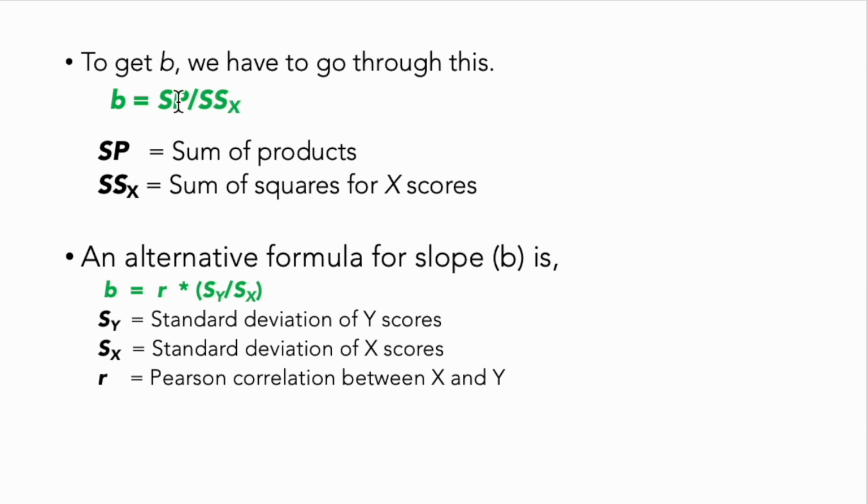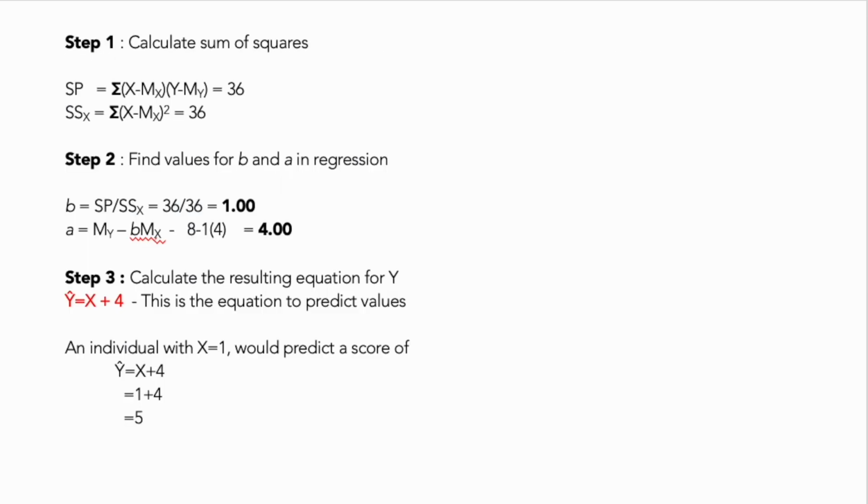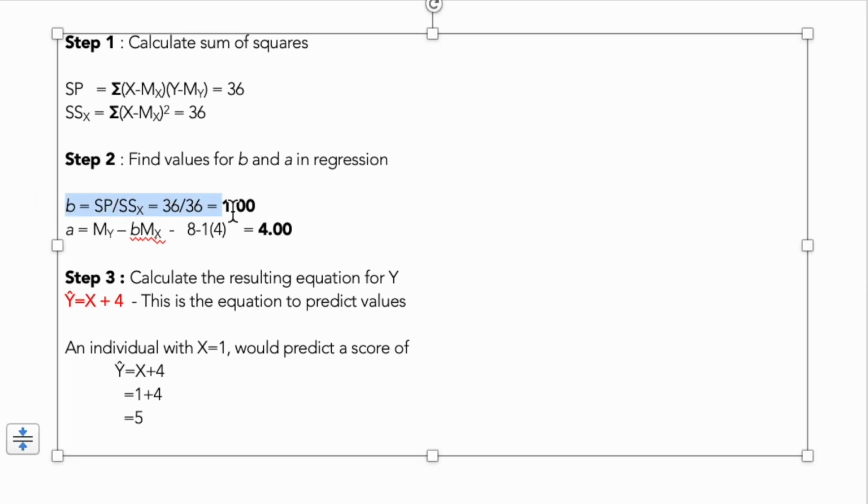Since the sum of products is 36 and the sum of squares for x is 36, the answer is going to be 1. This is the score for B. And for A, it's going to be 4: mean y minus slope times mean x.